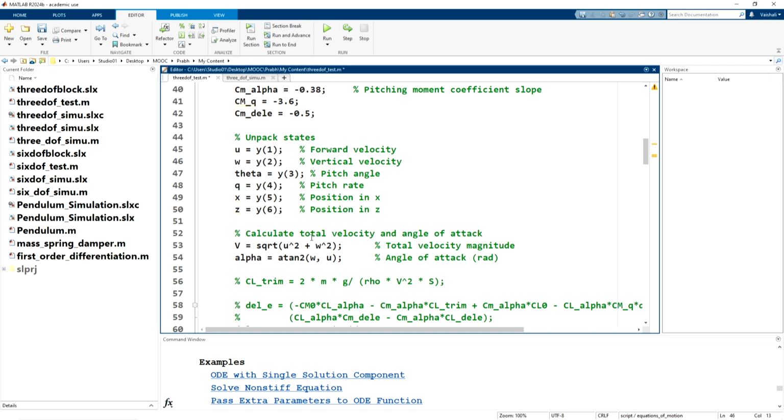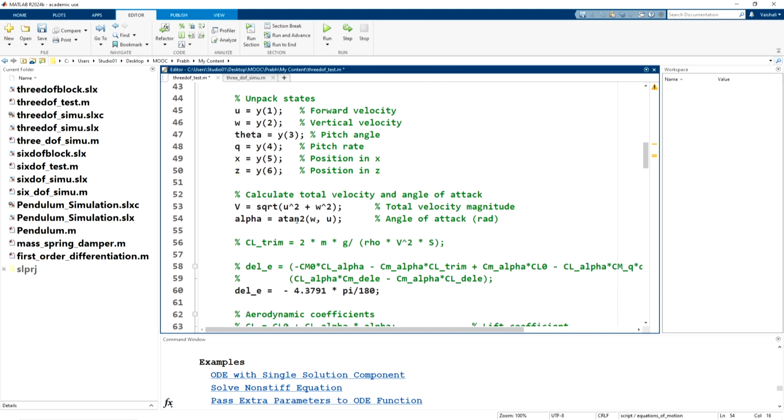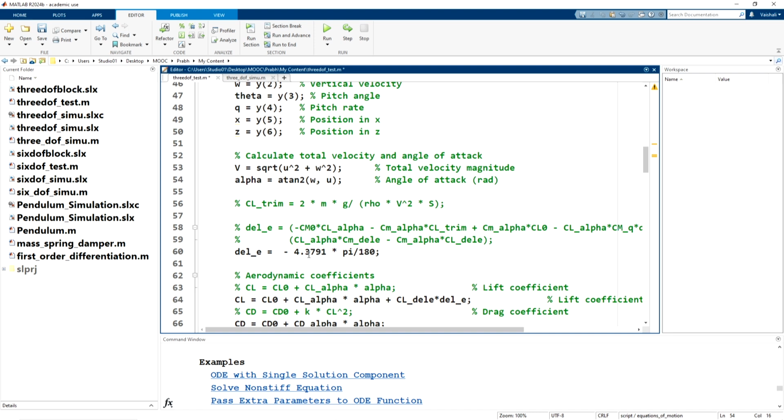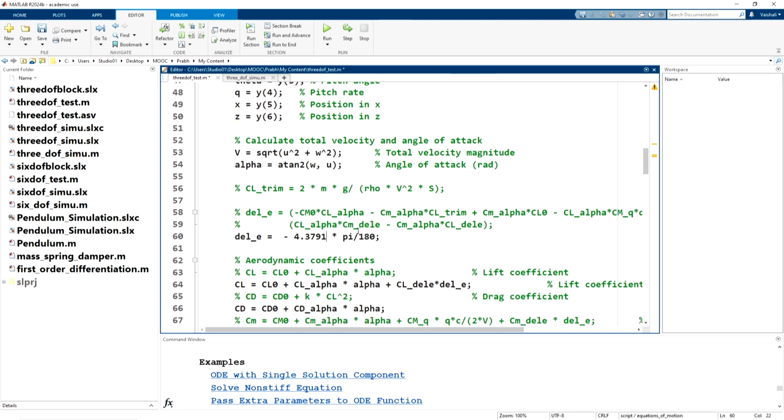Then we have written total velocity and angle of attack. So V equals square root of u squared plus w squared, alpha equals atan2(w, u). I encourage you to find out why I have used atan2 here. I could have simply written atan(w, u). It is related to some coordinate systems. So I encourage you to explore this term atan2 as well. And finally, delta E we calculated around minus 4.3791 degrees. Immediately I converted it into radians, multiplying by pi by 180.